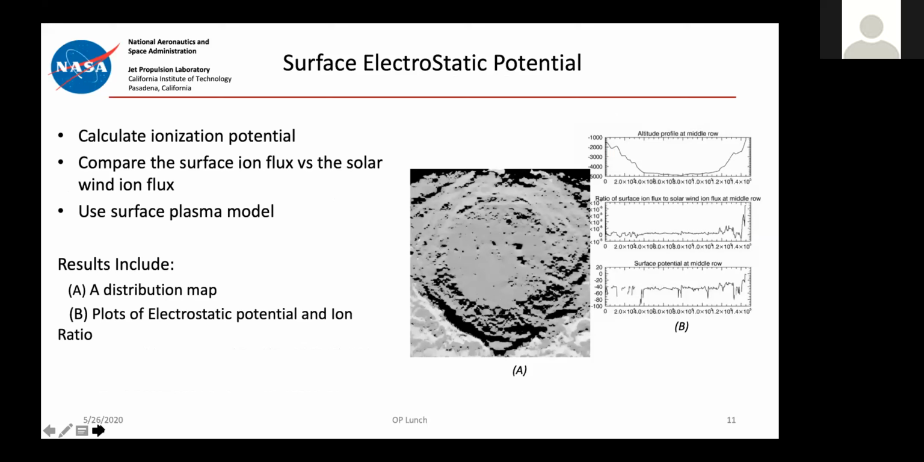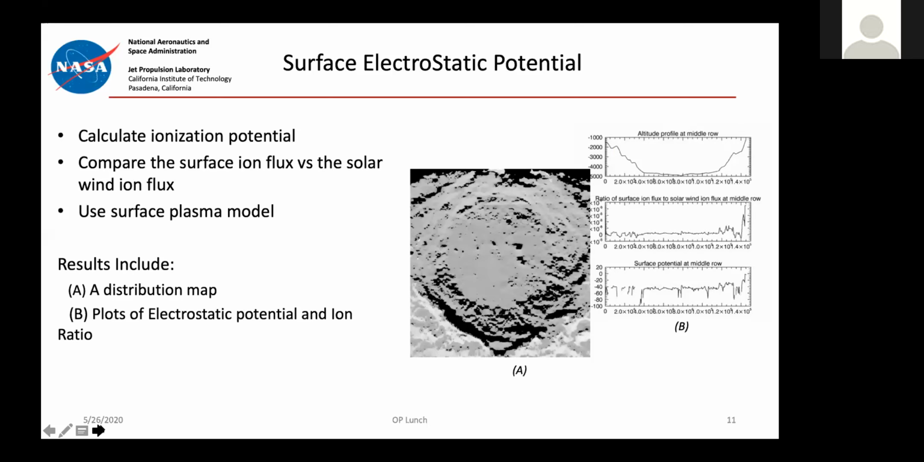Surface electrostatic potential calculates ionization potential due to solar wind striking the lunar surface over time. It uses a surface plasma model that has the algorithm developed by Dr. Bill Farrell. He's a plasma physicist at the Goddard Space Flight Center. The algorithm includes comparison of the surface ion flux and also the solar wind ion flux. So users select a spatial area for this analysis.